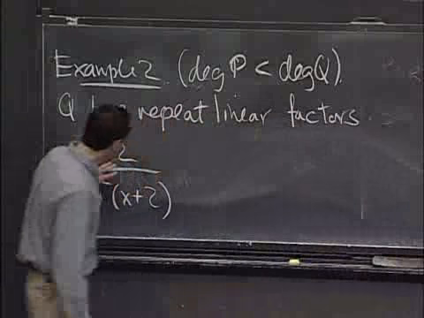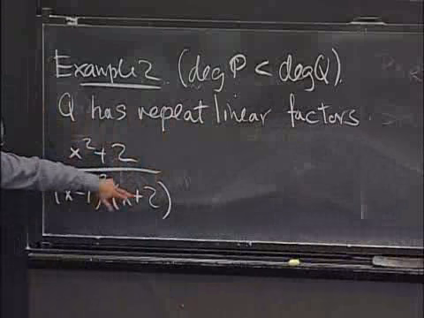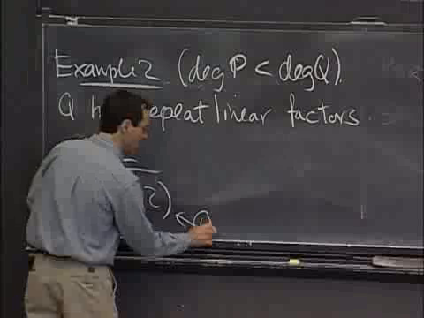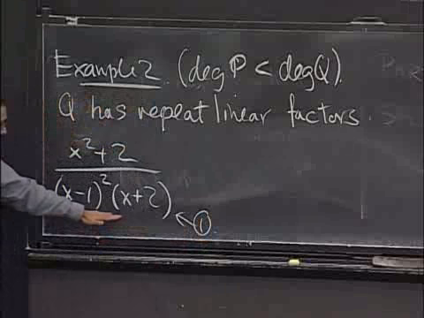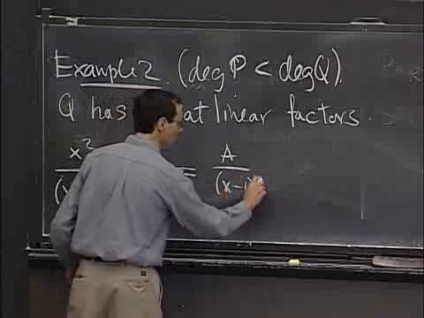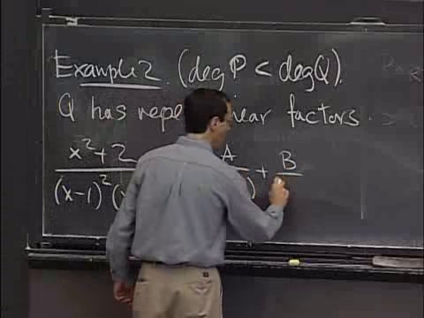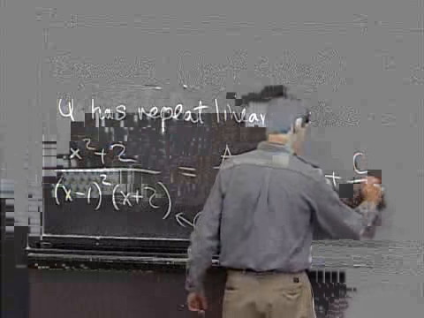Now, the main thing you need to know, since I've already performed the factorization for you, I've already performed step 1. This is step 1 here. You have to factor things all the way, and that's already been done for you. And here's what the setup is. The setup is that it's of the form a over x minus 1 plus b over x minus 1 squared. We need another term for the square here, plus c over x plus 2.